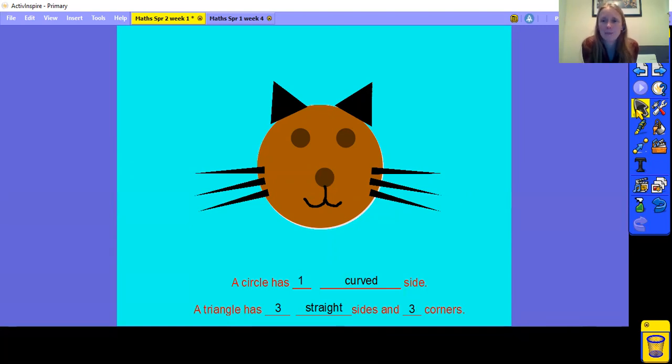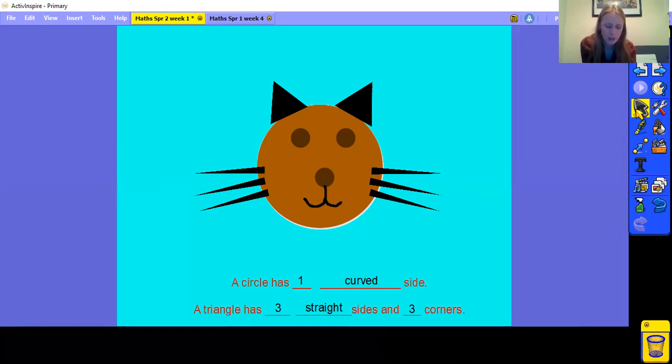Now, I have made a picture of a cat, and it's made up of circles and triangles. But can you work out which shapes are the circles and which shapes are the triangles? I want you to pause the video and have a look. Use the STEM sentences that we've just filled in at the bottom to help you to find the correct shapes. Then come back and we'll check it together. Okay, so it tells us at the bottom in our STEM sentence that a circle has 1 curved side.